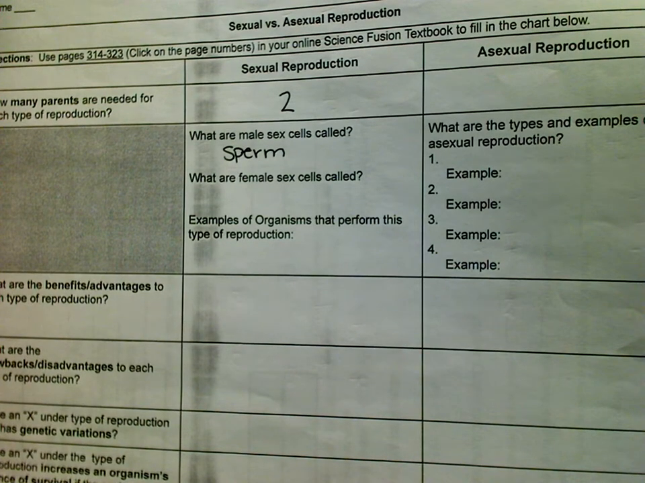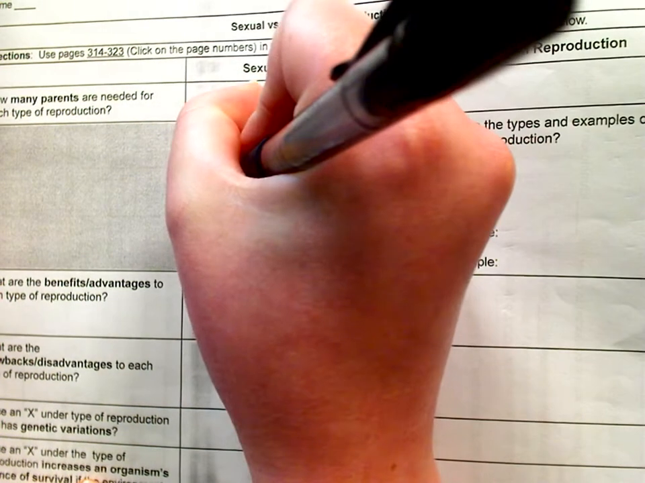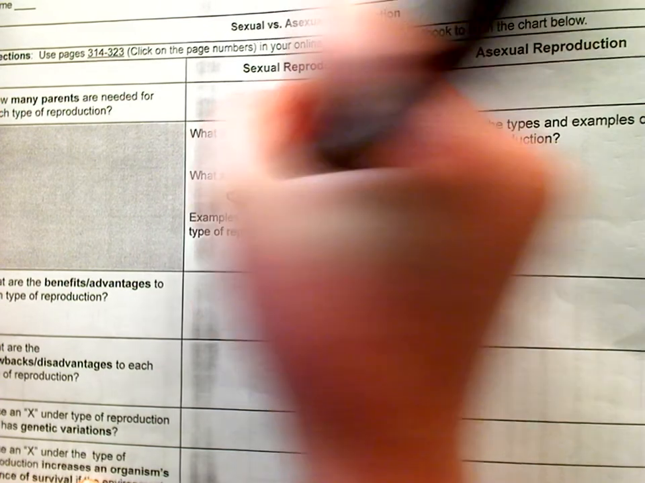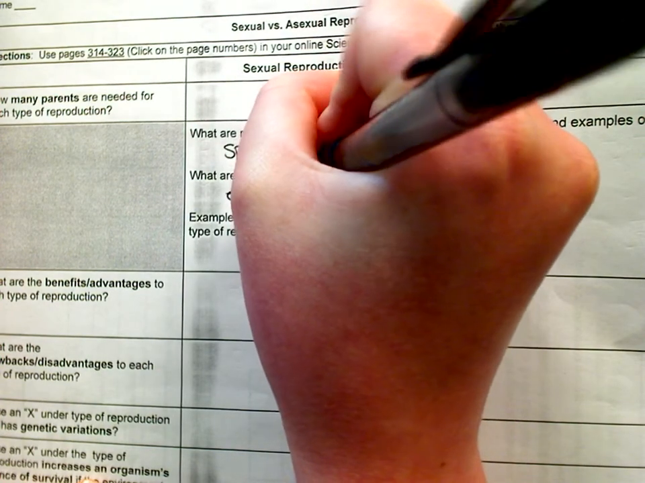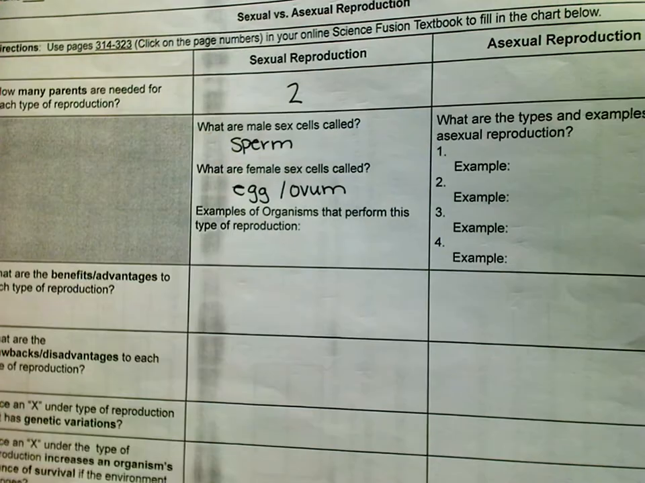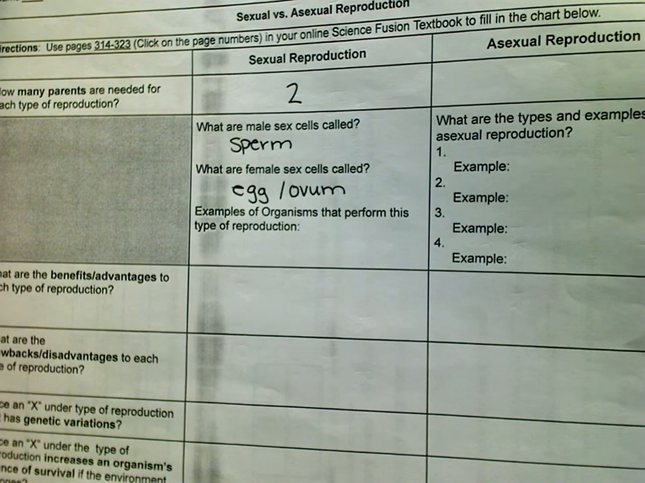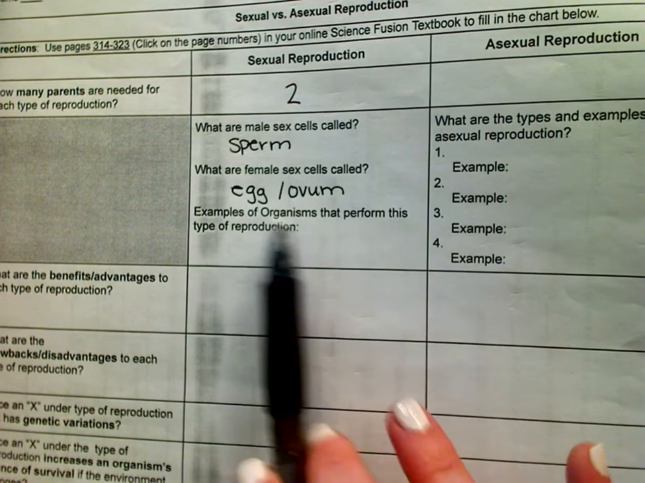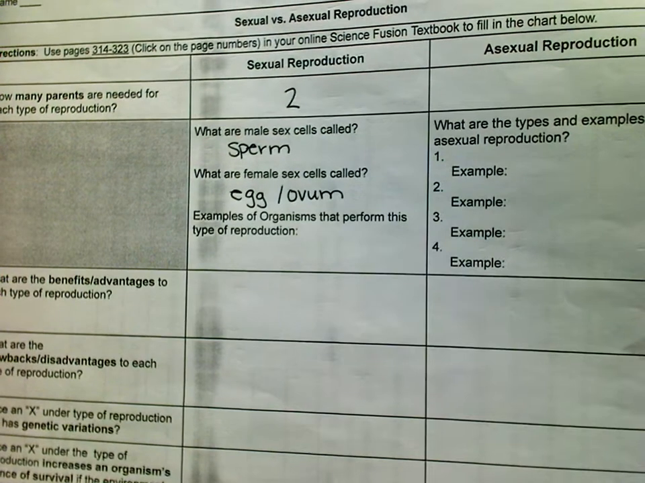And the female one? Ovum or egg, yep. And these two things together, they're called gametes. That's what the sex cells are called, gametes. But if we're getting more specific, sperm and egg or ovum.